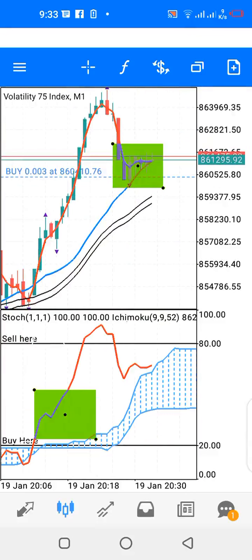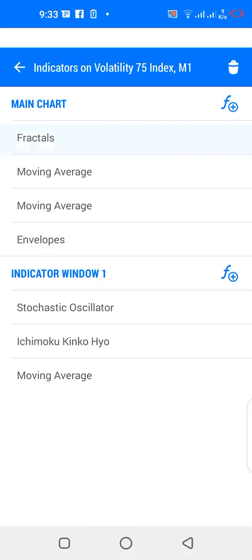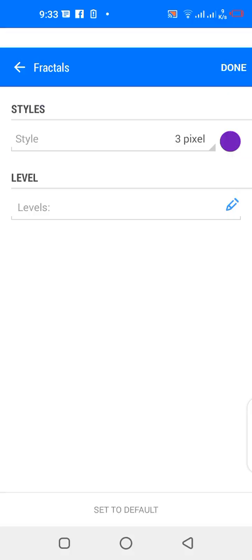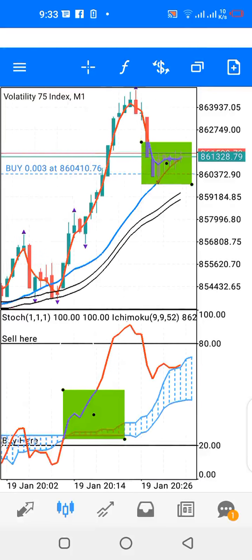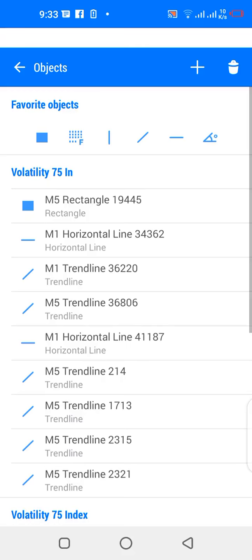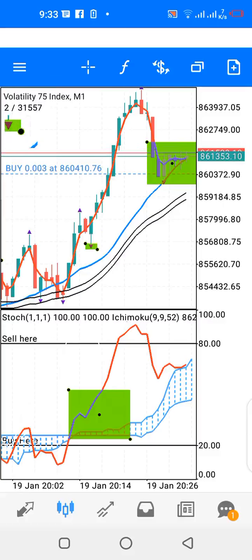All right, so let's look at the settings. So first of all, look at the main chart. Fractals. I use fractals for all my charts, so the fractals will tell me points of price rejection. So going to the screen, I have a fractal around here, a fractal here telling me price will go up. Okay, it's telling me price will go up.